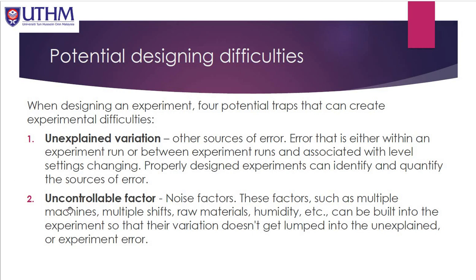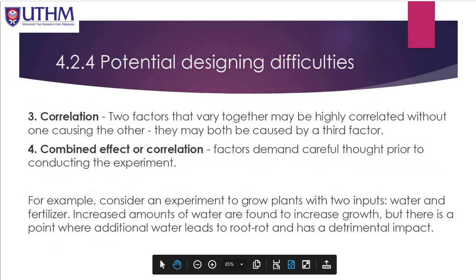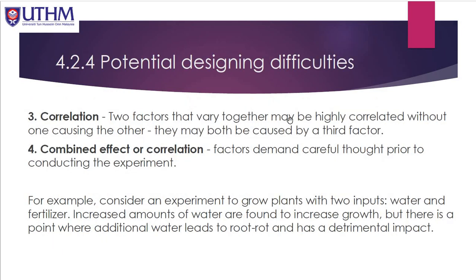Okay, and uncontrollable factor, the noise factor. You want to get a signal, but the signal comes plus noise, and this noise you are unable to get rid of. So factors such as multiple machines, multiple shifts, raw material, humidity can be built into the experiment so that their variation does not get lumped into the unexplained or experimental error. So some factors are hard to avoid. And correlation: two factors that vary together may be highly correlated without one causing the other. They may both be caused by a third factor.